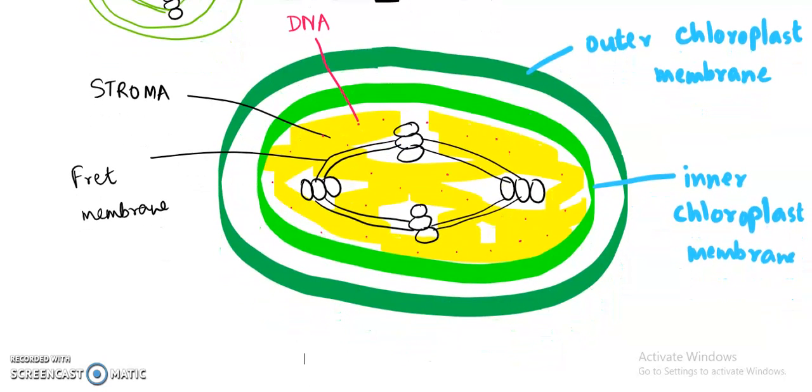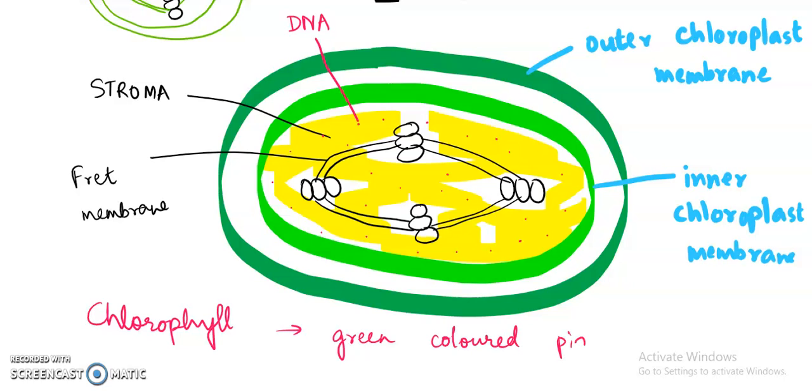And chloroplast is one of the plastids that contains chlorophyll inside it. Now, what is chlorophyll? Chlorophyll is a green colored pigment. This is very important: at your level you should know the difference between chlorophyll and chloroplast.